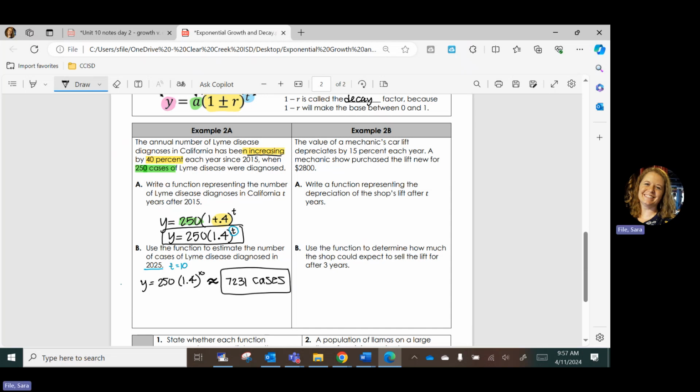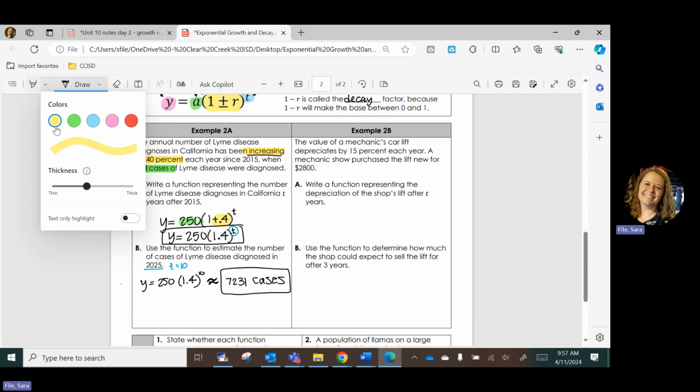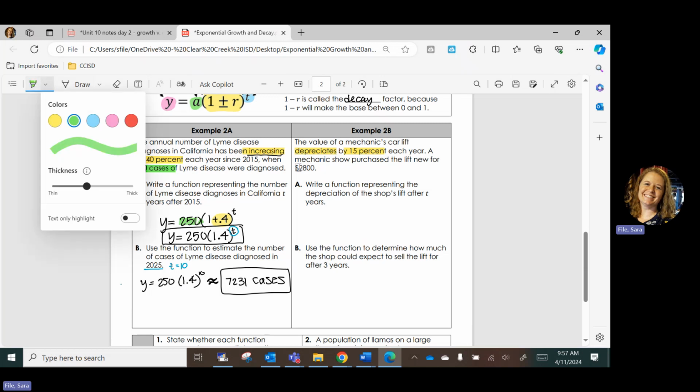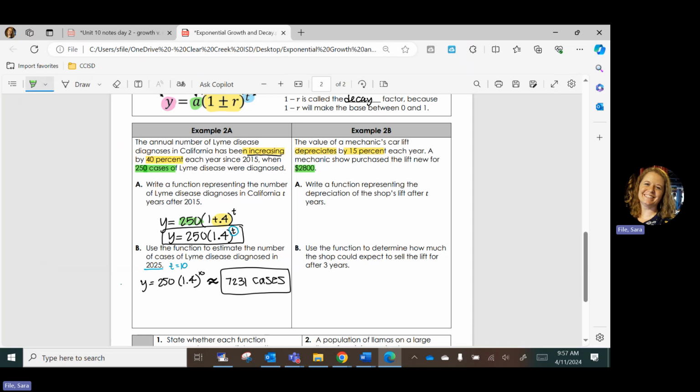In this next one, it says the value of a mechanic's car lift depreciates. Depreciate. That means it goes down in value. Appreciate goes up, depreciate goes down. So depreciates by 15% each year. A mechanic shop purchased the new lift for 2,800. So that's the initial amount. So that's how much it originally cost. Write a function representing the depreciation of the shop's lift after T years.